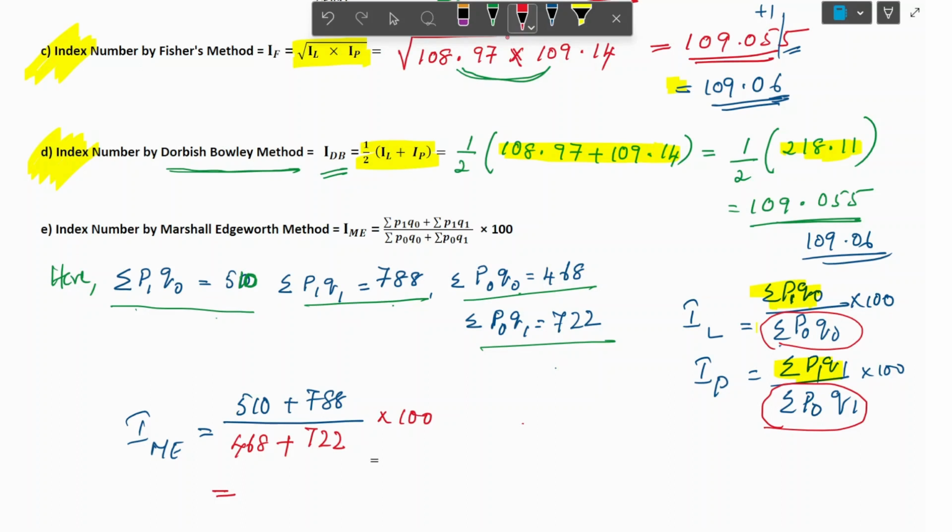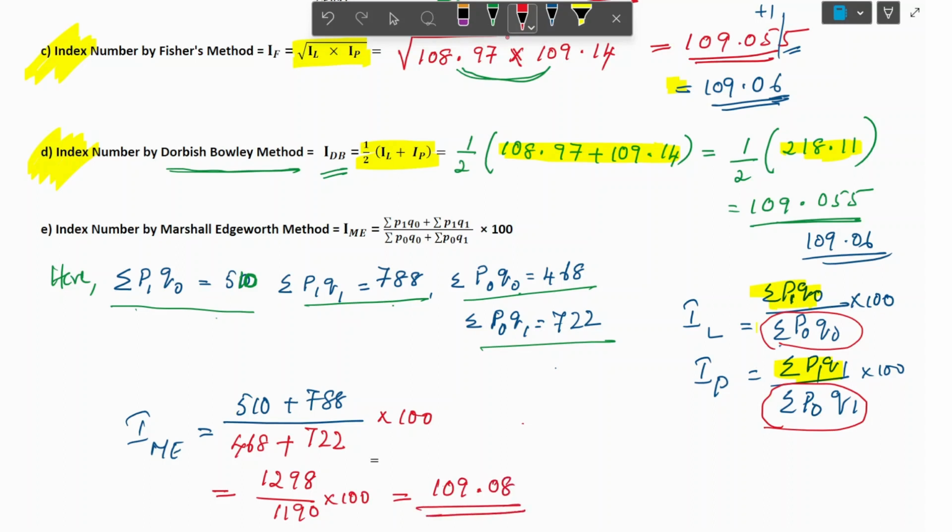Add these two values: 510 plus 788, here you are getting 1298, divided by what you are going to add, 468 plus 722, that is 1190, into 100. Now calculate this value. You are going to get the answer as 109.08, which is the final answer.